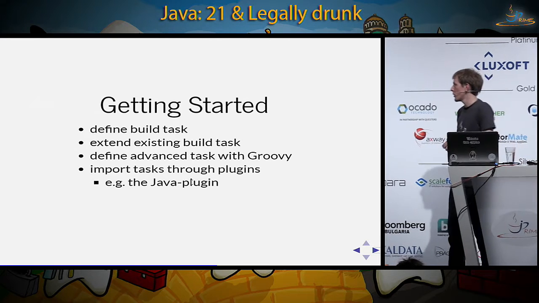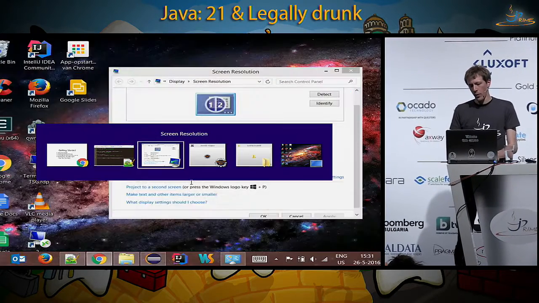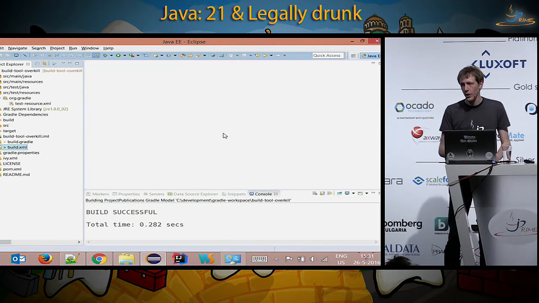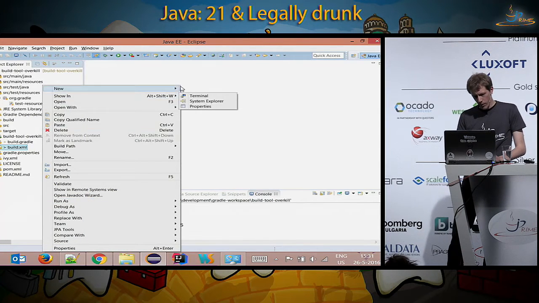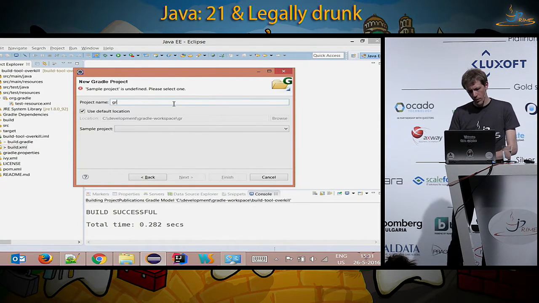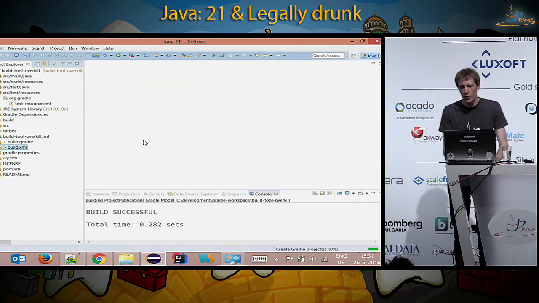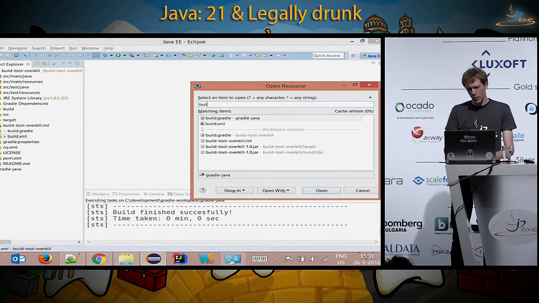Now, what if we would want to build our Java project with Gradle? Well, let's see how that works. So I open up my IDE. I use Eclipse for now, because at NS we use Eclipse because we're developing for the rich client platform of Eclipse, but this is just as easy in IntelliJ or in NetBeans. So let's create a new project, which is a Gradle project. Let's call it Gradle Java. And let's use the Java Quick Start template, which generates a build script template for us.